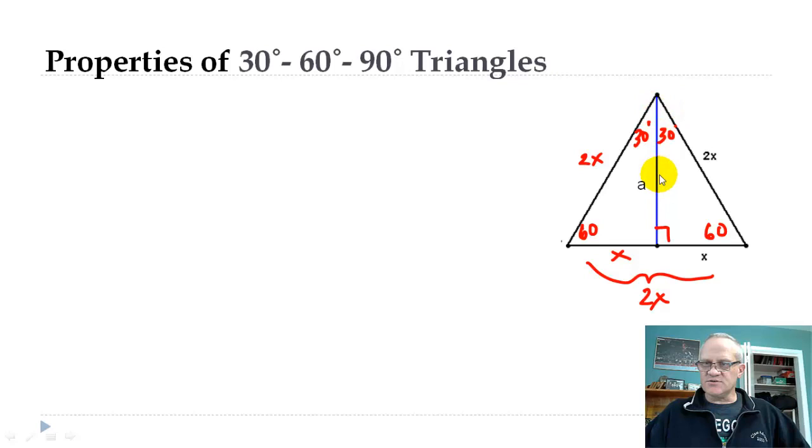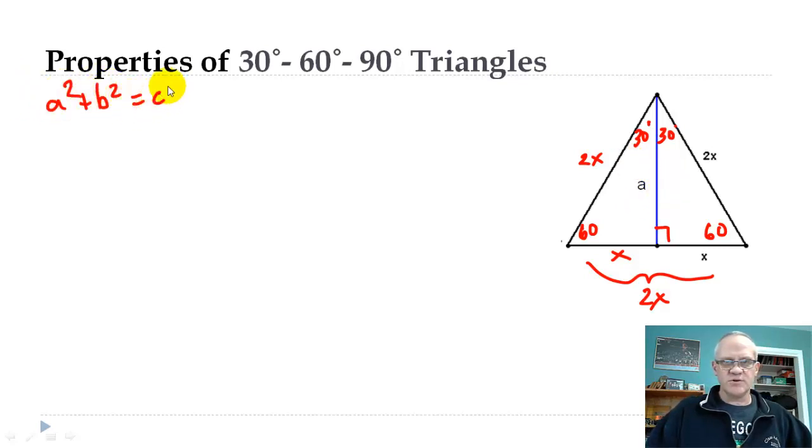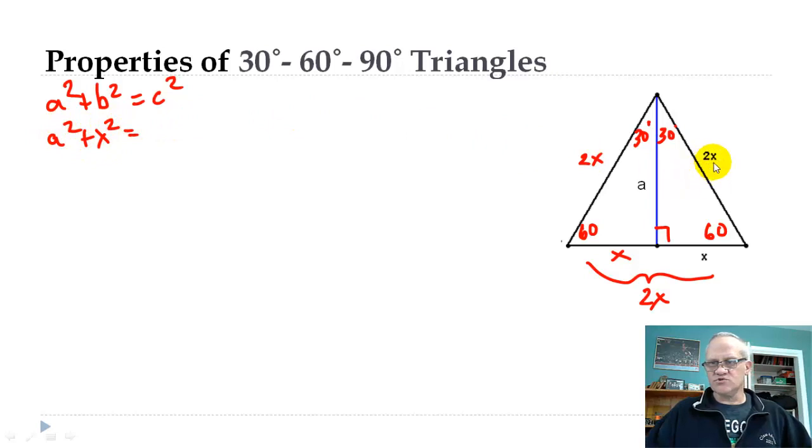But we're just going to look at this half over here, which means it's not 2x, since I'm just discounting all this part here. It's just x. X, 2x, and then a. We're going to have to figure out what a is, okay? And so let's just work through this. Remember the Pythagorean theorem? A squared plus b squared equals c squared. In this case, the a and the b are the two sides that make up the 90, so that would be a and x. So we're going to go a squared plus x squared would have to equal 2x squared.